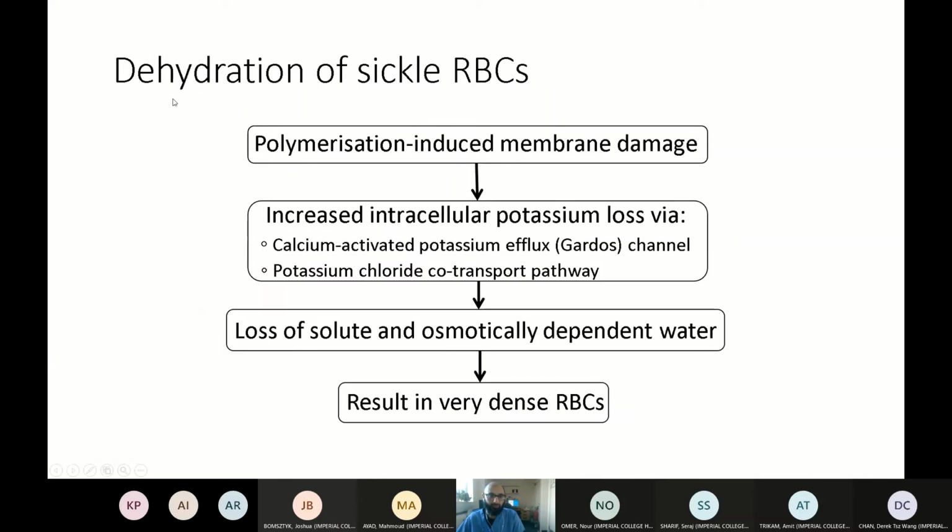Another part of the pathophysiology is that the red cells become dehydrated, and this is again due to the polymerization of hemoglobin S, leading to damage to the red cell membrane and damage to some of the important membrane channels, the ion channels, particularly the calcium activated potassium channels, called the Gardos channels. They get disrupted, leading to loss of potassium and water from the cells, resulting in these very dense, hyperosmolar red blood cells.